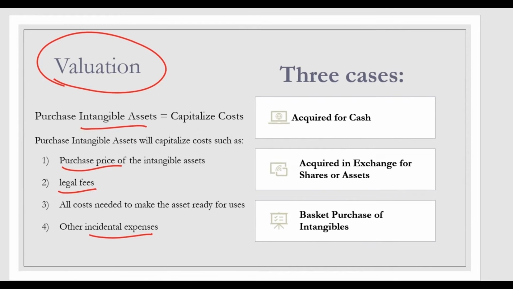Let's see 3 cases about valuation of intangible asset. What if the company acquired or purchased the intangible asset for cash, and what if the company purchased in exchange for shares or other assets, and what if the company purchased several combinations of intangible assets, which is called a basket purchase. Let us see each one by one.